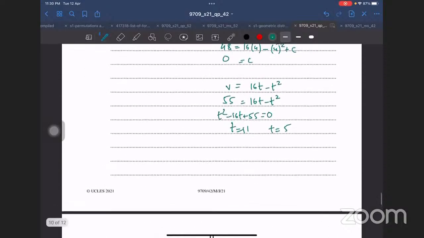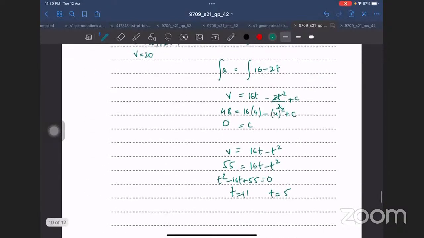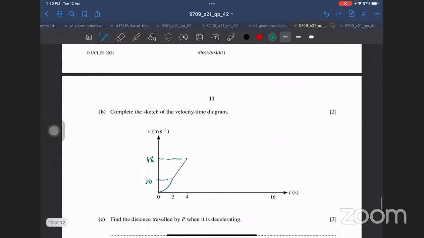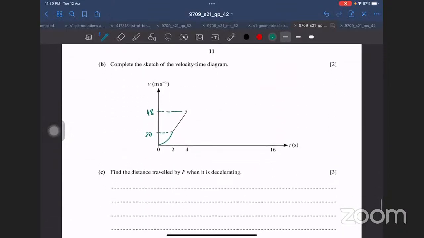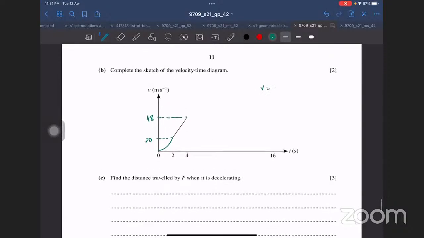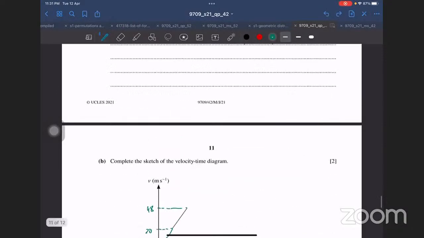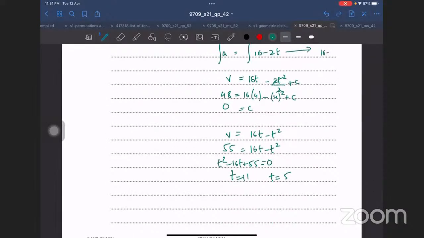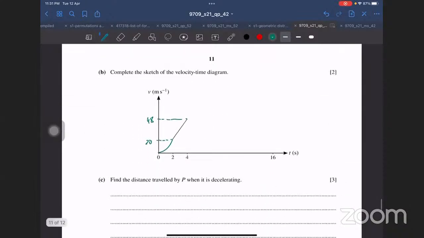And then I have a quadratic function that is 16t minus t squared. So this goes like that. It should reach a maximum point. What maximum point will it reach? Let's just find out by differentiating, equating it to zero. When does it reach its maximum velocity? By equating this to zero, I get t equals 8. So it reaches its maximum point at 8.